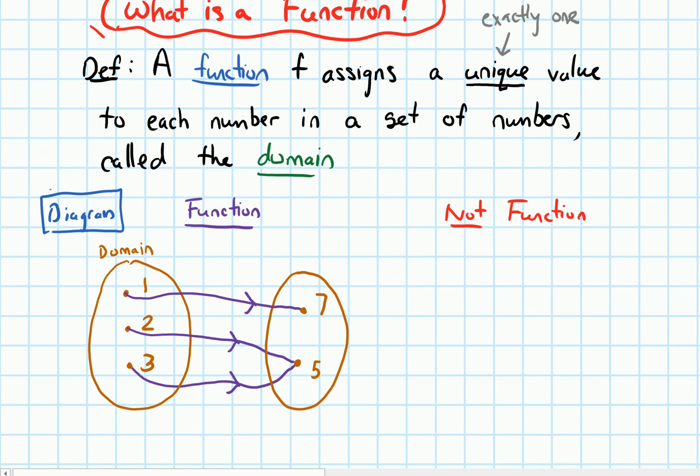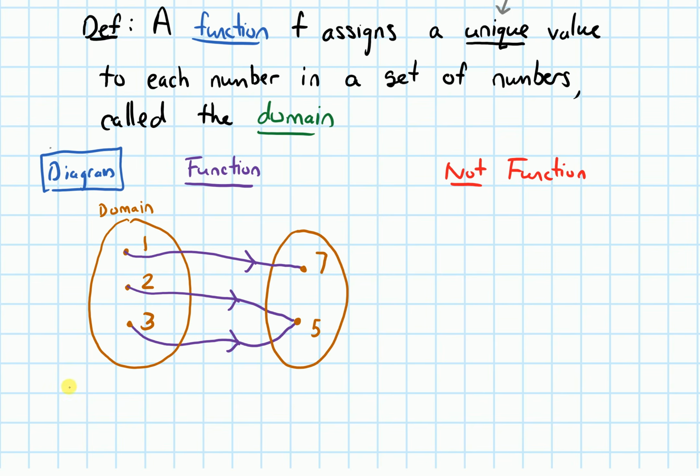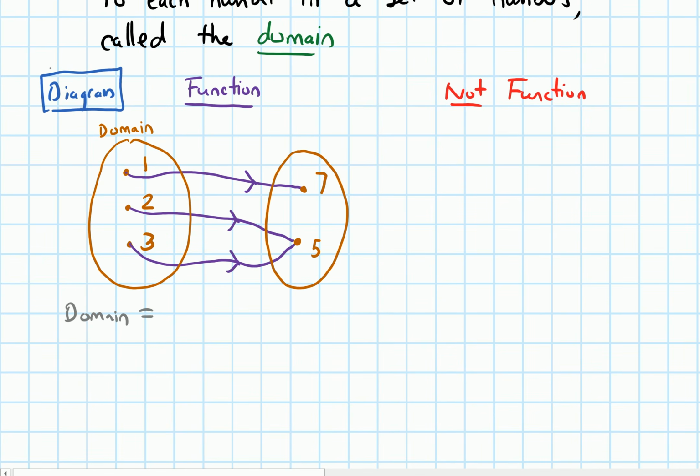Okay, so in this diagram I've just drawn, let's more explicitly say what the domain is and what the range is. So the domain is all of the inputs. In fact, let me write that below. Let me write that definition. The domain is all the inputs. And in this diagram right here, the inputs were 1, 2, and 3.